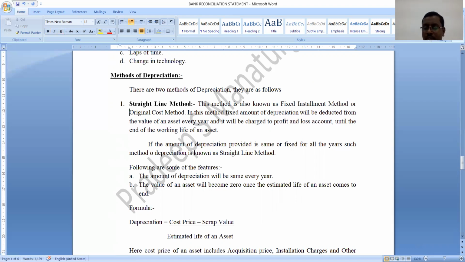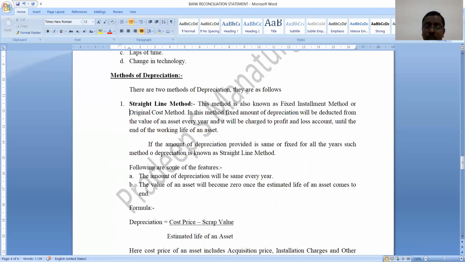How does this particular method work out? Under this method, every time we are going to charge the same amount of depreciation for all the years. Fixed installment method means every time we charge the same amount of depreciation. That is the reason this method is known as the fixed installment method.